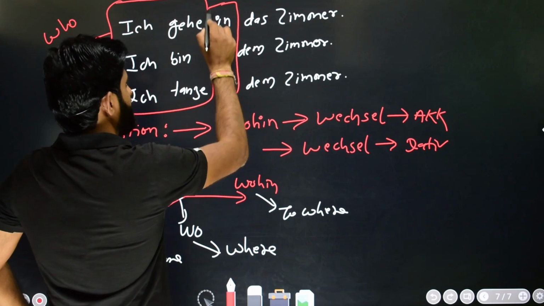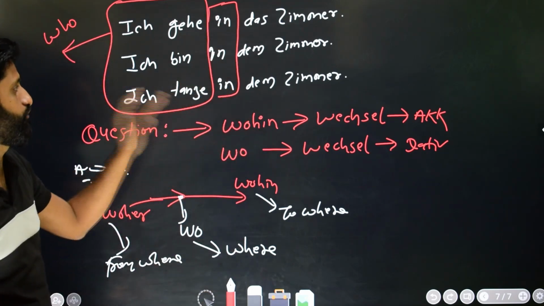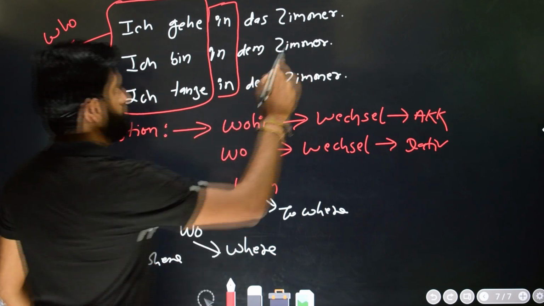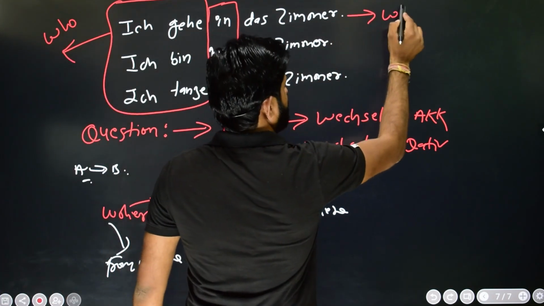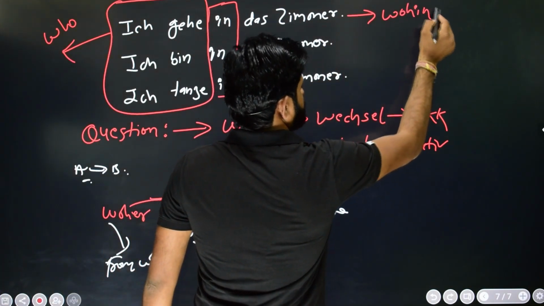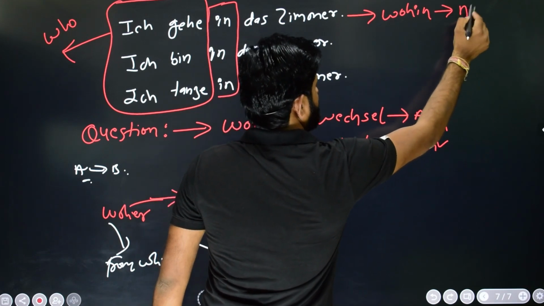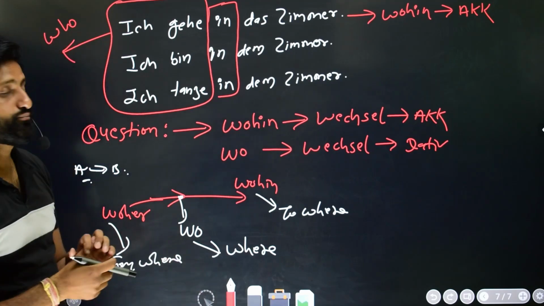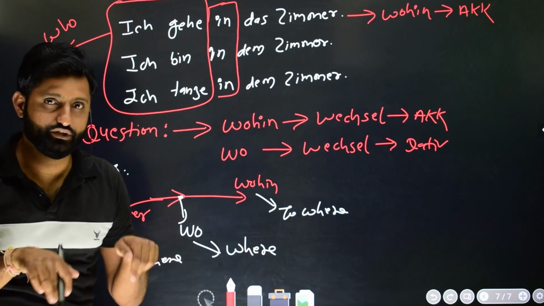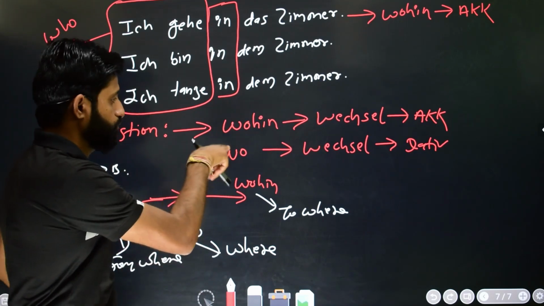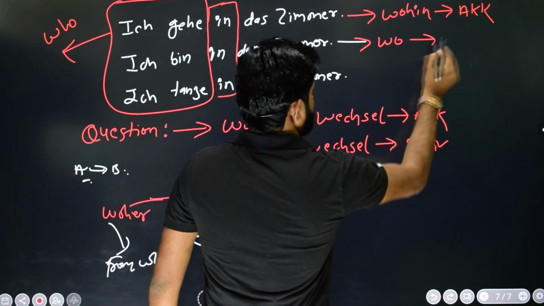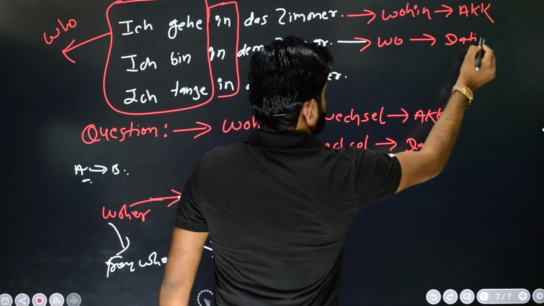Here we need to apply our rule. Which rule? This one, wohin and wo. Now, Ich gehe in das Zimmer. Where am I going? This will be wohin. That's why that Zimmer will go in accusative. Here, Ich bin in dem Zimmer. Wo bin ich? Ich bin in dem Zimmer. So the question is with wo. So this has gone in dative.